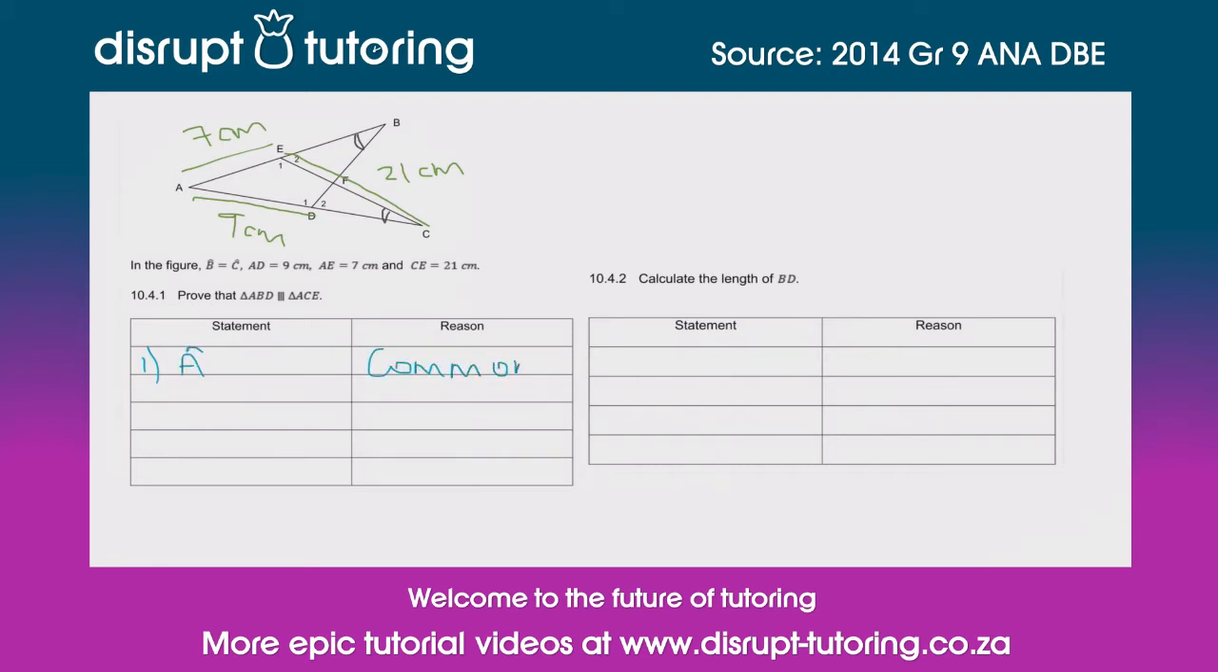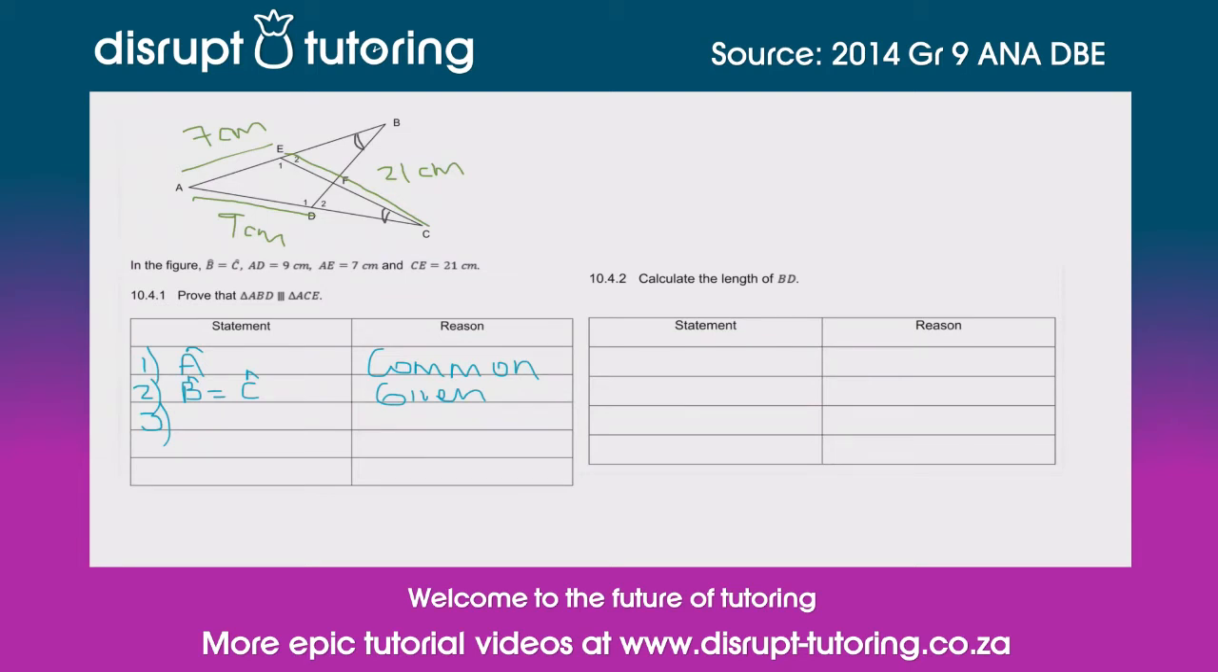So angle A, we're going to say, is common. Because if it's the same angle that features in both triangles, then it must be the same size in both triangles. The second thing we're going to say is that angle B is equal to angle C, and that has been given to us in the question. So that's been given to us. And then finally 3. What would 3 be?